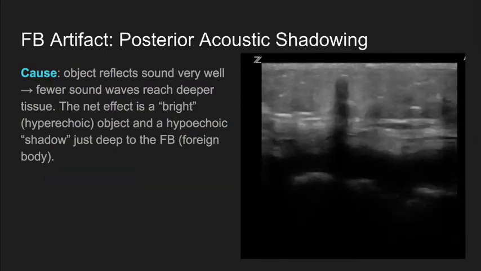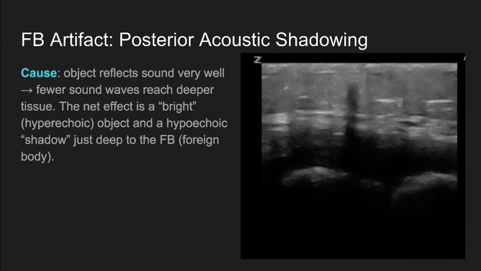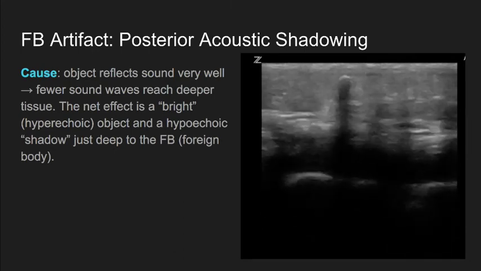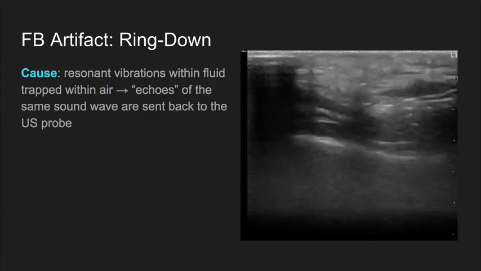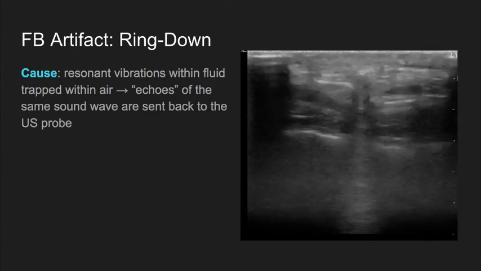One common type of artifact is called posterior acoustic shadowing, which is due to an object reflecting sound waves well, meaning that they don't travel as deep into the tissue underneath the object, and you end up with a hyperechoic object and a hypoechoic shadow below it. Sometimes, if the object is small, you may not see the object at all, and you see just the shadow. In this example of a splinter, you can see it casting a long shadow beneath it. Another common type of artifact is the ring down artifact, which is especially seen with metal foreign bodies.